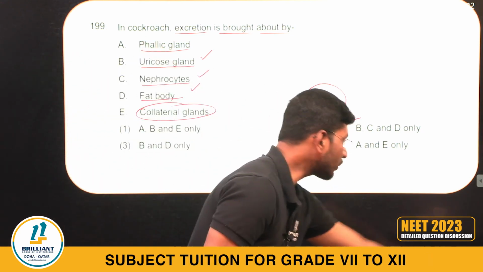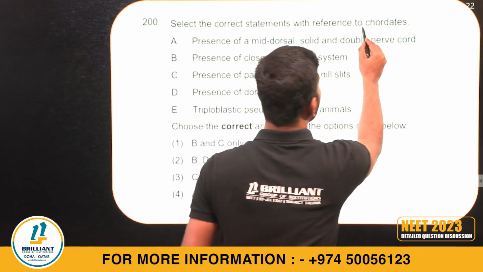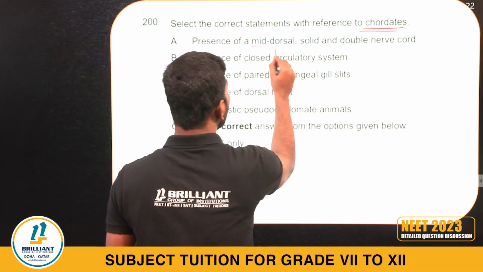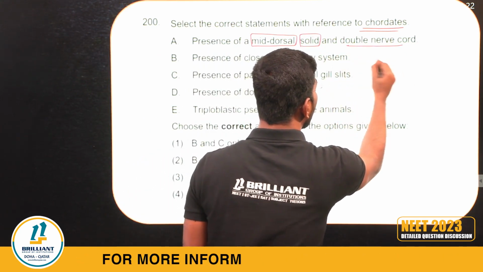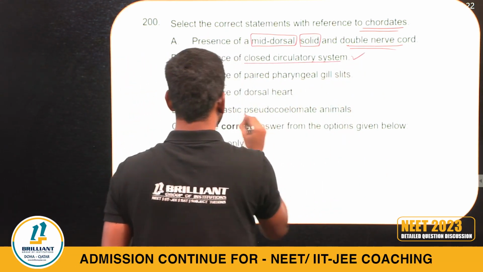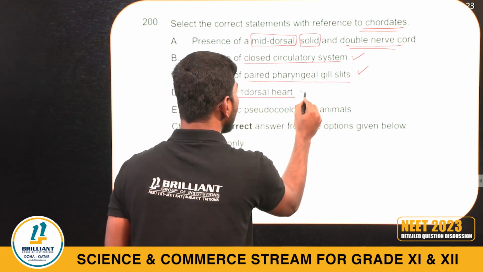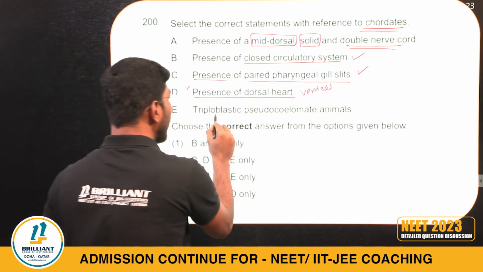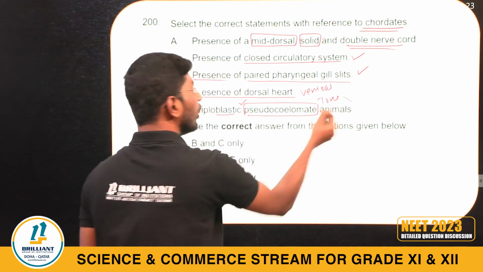Last question, 200. Select the correct statement with reference to chordates. Presence of mid-dorsal, it is dorsal, solid, hollow, double, now called single. Leave it, this statement is wrong. Presence of a closed circulatory system, right. Presence of paired pharyngeal gills, correct. Presence of a dorsal heart, no, ventral heart, wrong statement. Triploblastic, correct. Pseudocoelomate, no, true coelomate, so this statement is also wrong.